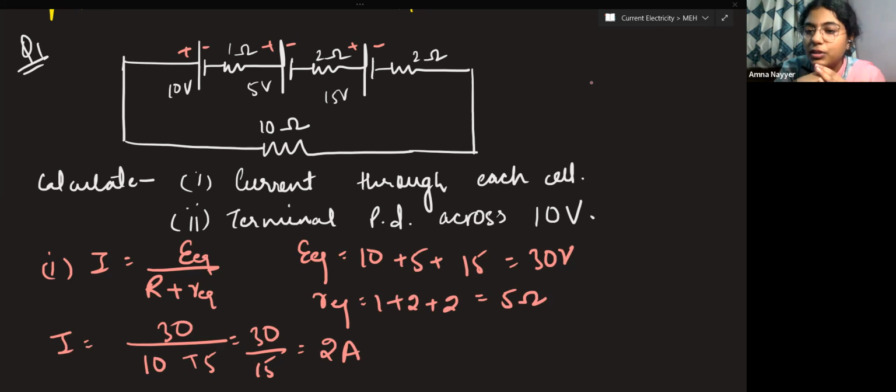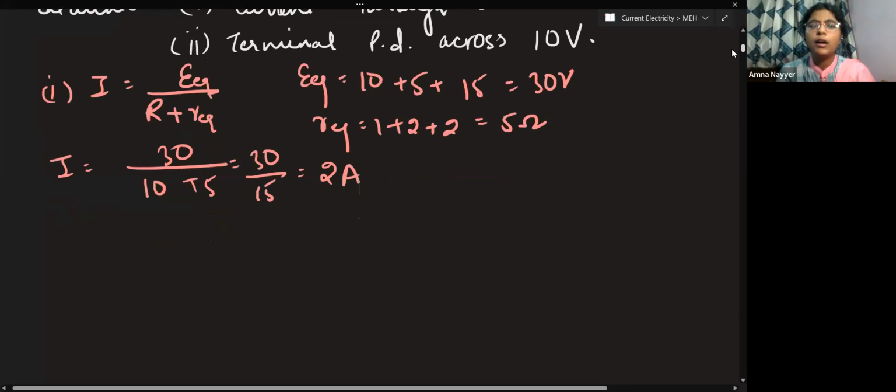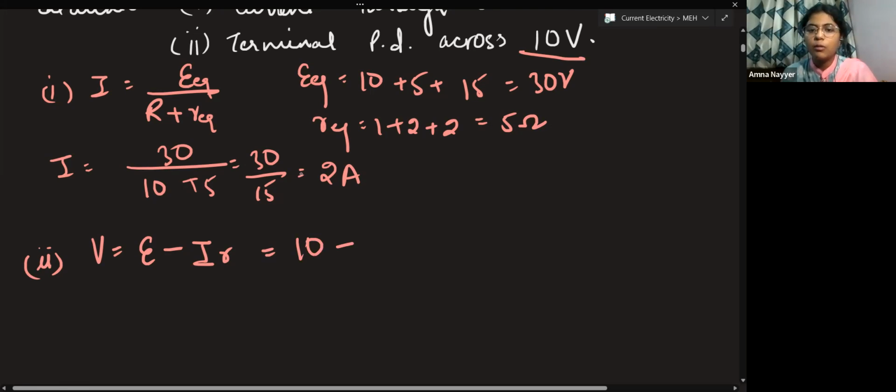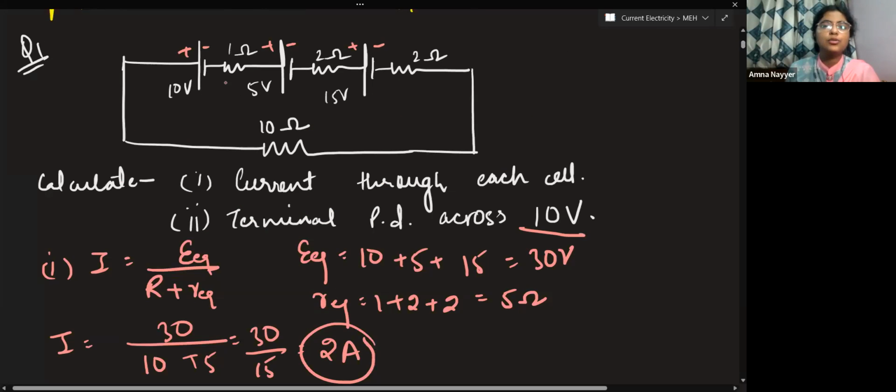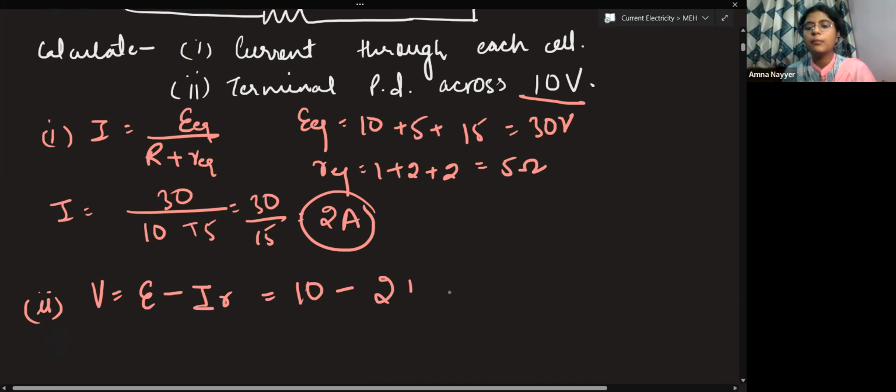Now, the terminal potential difference across the 10 volt cell, this is easy. See, the terminal potential difference is given by E minus Ir. The EMF is already given in the question, that is 10, minus the current in the circuit. We have calculated it as 2. The internal resistance across the 10 volt cell is 1 ohm. So this will be 1. That becomes 10 minus 2, that is 8. That's how we solve these kinds of questions.